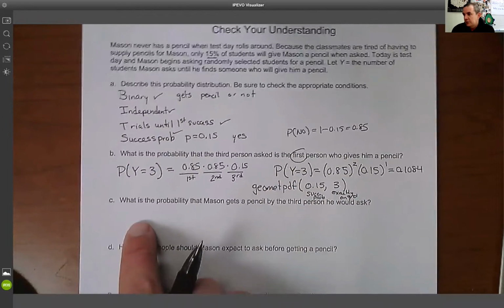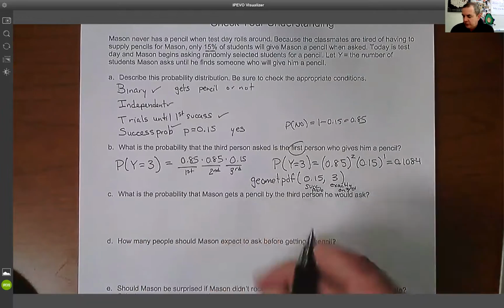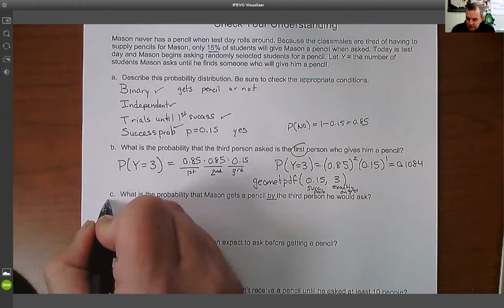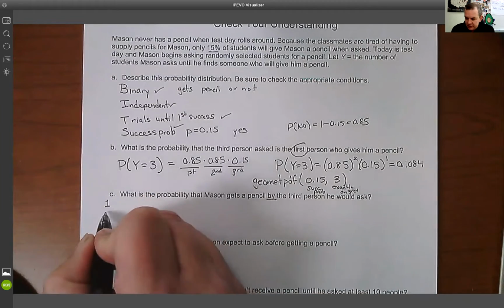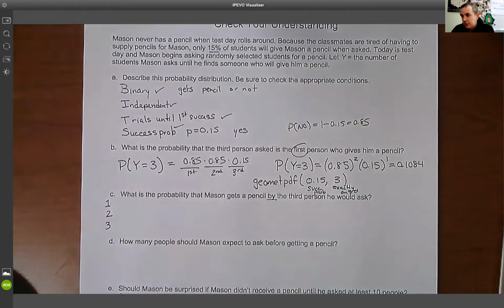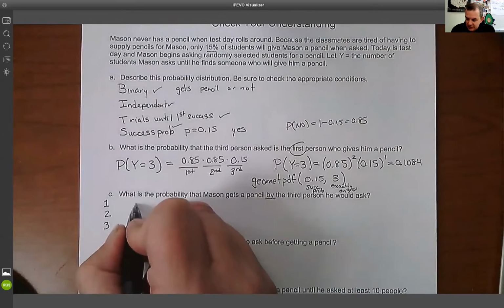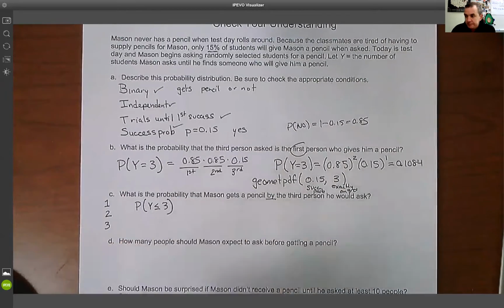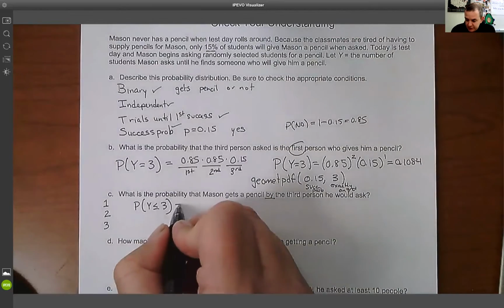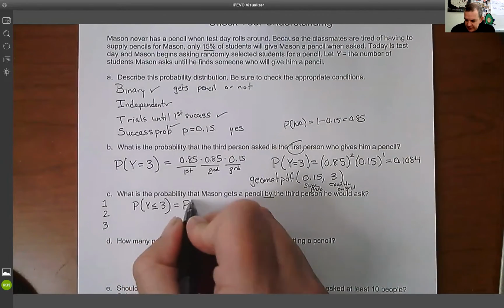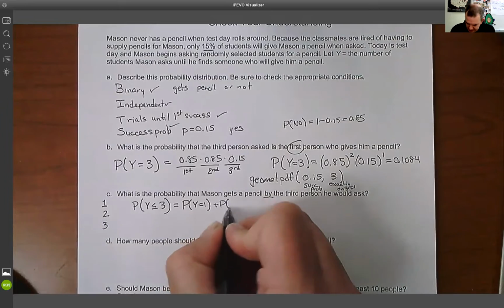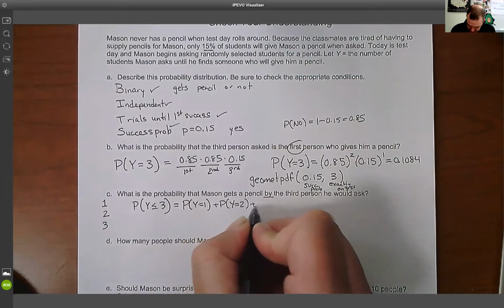The next question says, what's the probability he gets his pencil by the third person? In this case, that means he gets his first pencil on the first person, or on the second person, or on the third person. So what that is saying is, what is the probability that y is less than or equal to 3? You would need to figure out the first probability plus the second probability plus the third probability.